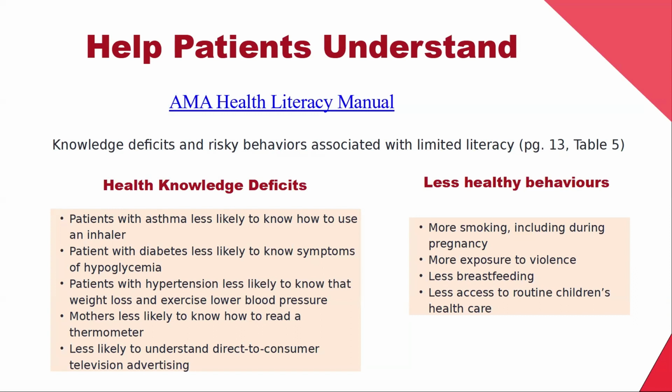And so this is how you're going to help patients understand. Usually, if a patient suffers from asthma, they could be less likely to know how to use an inhaler, so you might need to teach them how to use it. Getting people to practice the skills is very important. Also, when we talk about diabetes, some people might not understand the symptoms of hypoglycemia and hyperglycemia, and how that could affect their concentration.